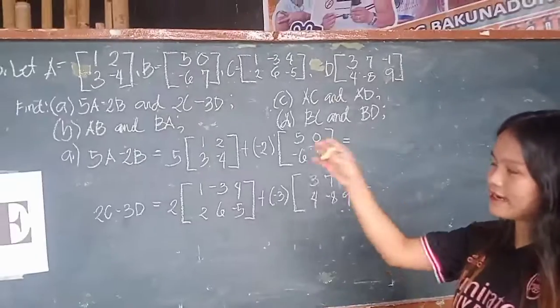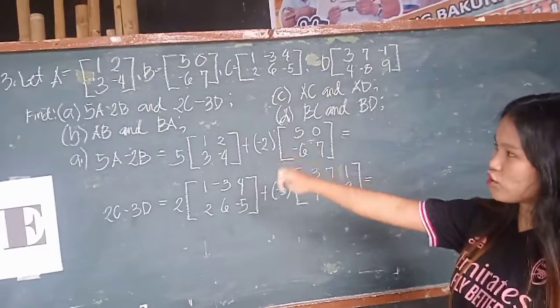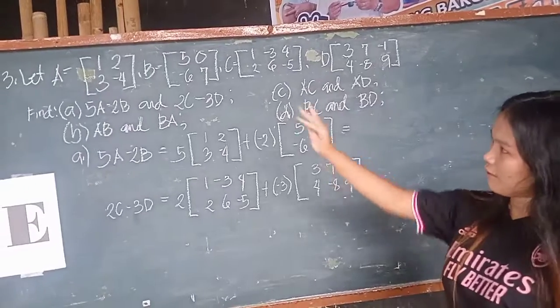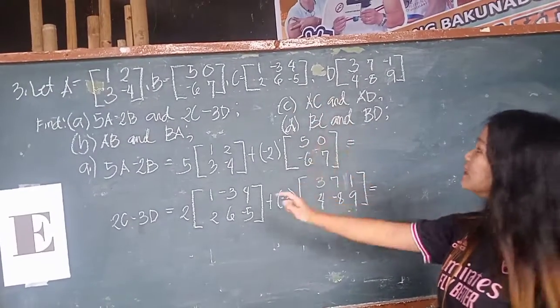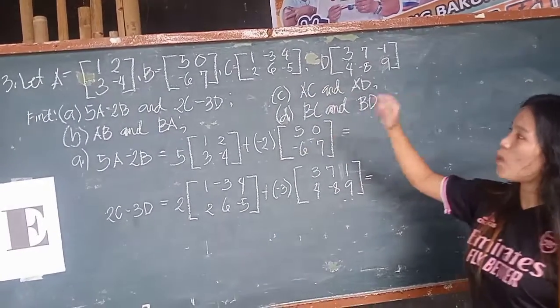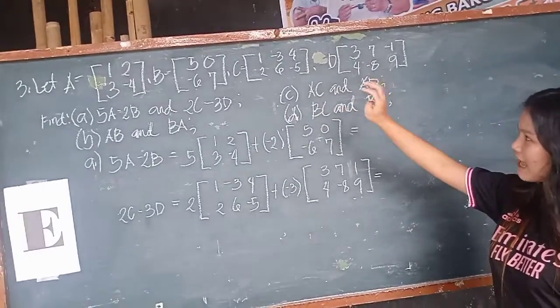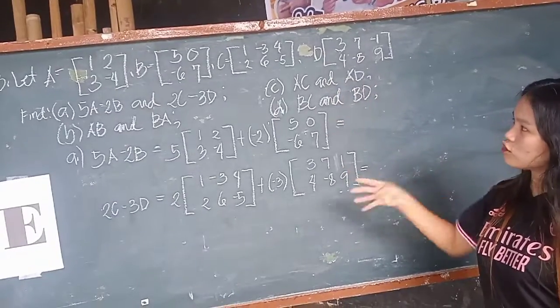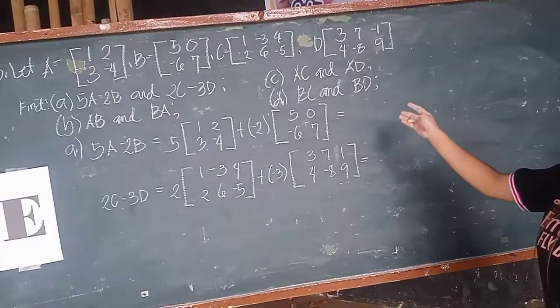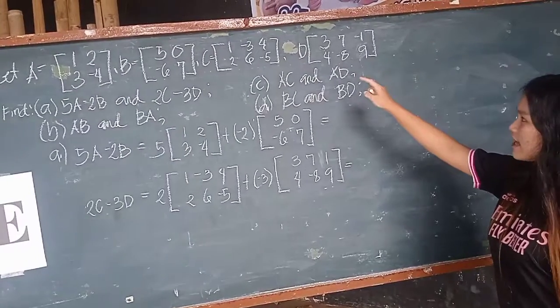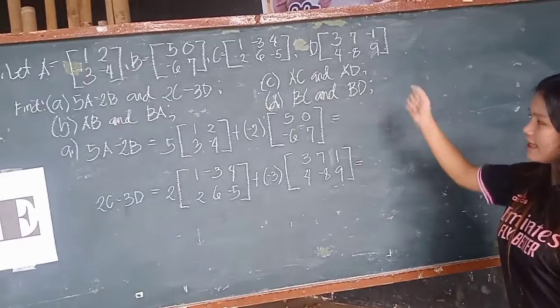Let's proceed to number 3. Let A be 1, 2, 3, and 4, negative 4. While B is 5, 0, negative 6, and 7. For C is 1, negative 3, 4. The matrix of negative 3, 1, negative 3, 4, 2, 6, negative 5. And the letter D, the matrix of 3, 7, negative 1, and 4, negative 8, and 9.